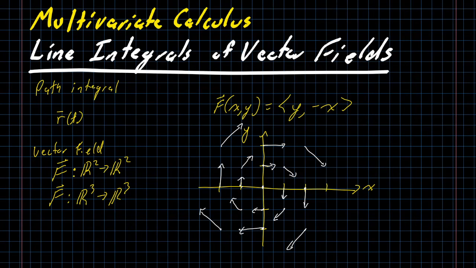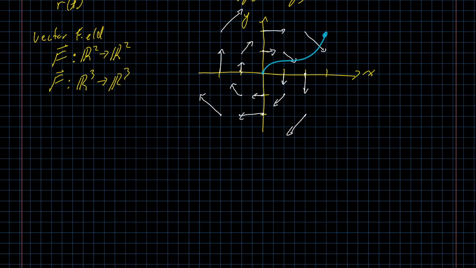And so if we talk about a line integral on a vector field, that means that we are starting at some point, we are traversing to some other point along some path, and we're asking how much does the force push on us on that path?